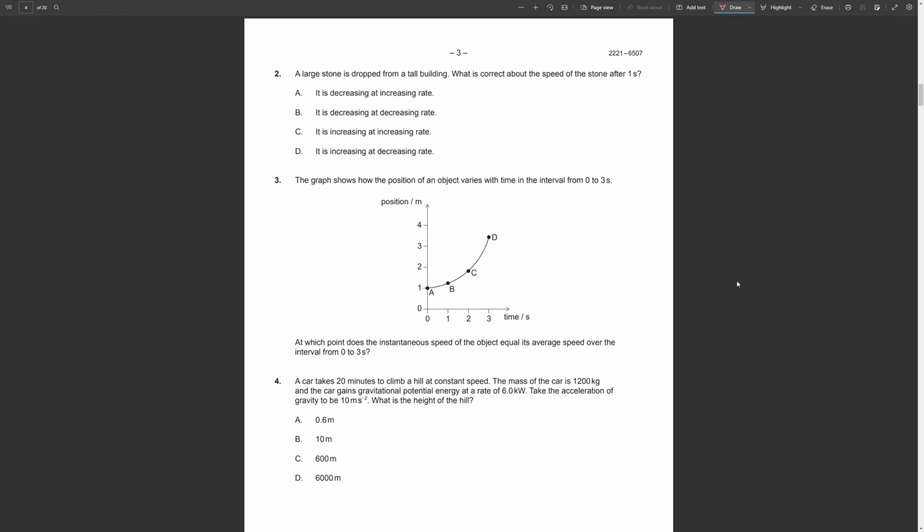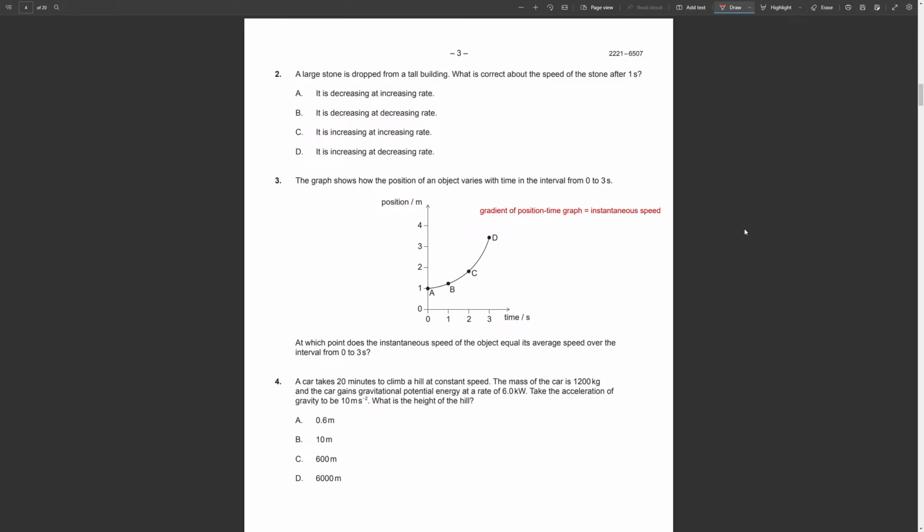Question 3. You are given a position against time graph, and on the graph there is a curved line. You are asked to find the relationship between the instantaneous speed and the average speed. From time equals 0 up to 3, the instantaneous speed is always increasing, because the gradient of the position-time graph is the instantaneous speed.